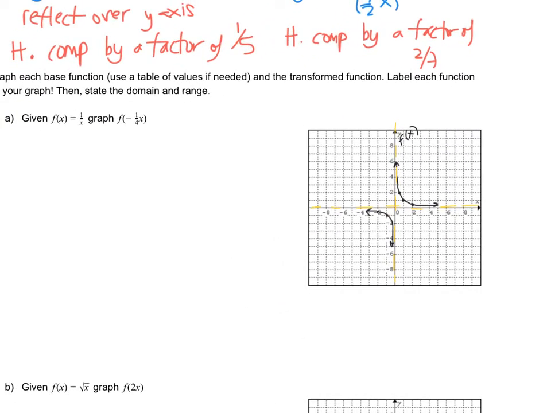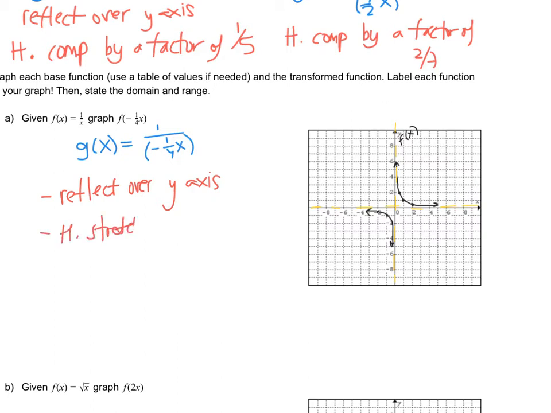Okay. Now let's write the equation for this function. So we have f of negative 1 over 4x, so that would be 1 over negative 1 over 4x. So for our transformations, we have two. We have the reflection over the y-axis, and if I take the reciprocal, I get 4, so we have a horizontal stretch by a factor of 4.